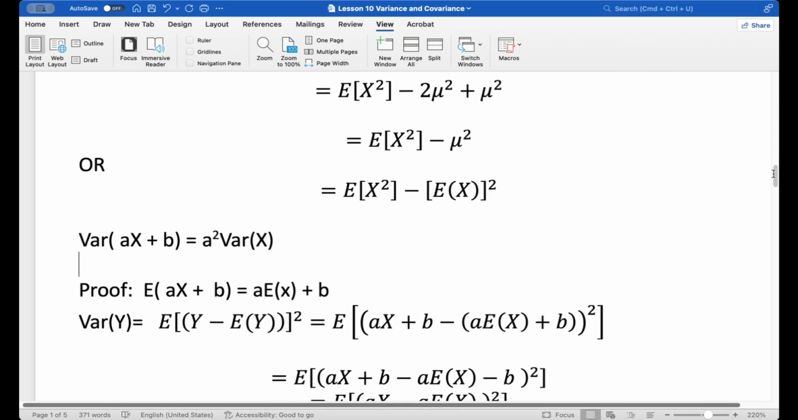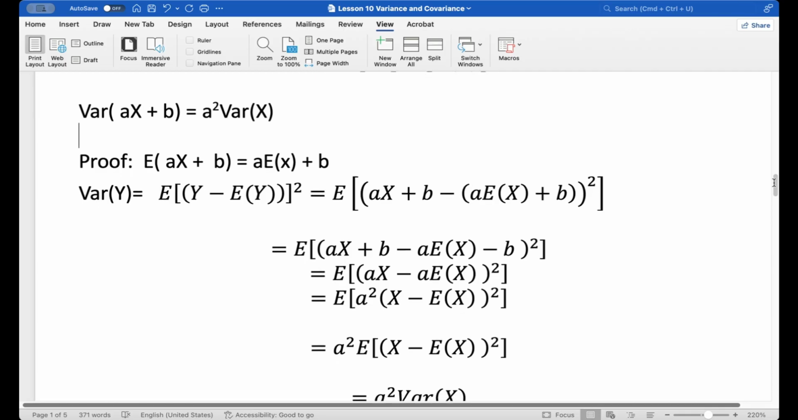So we're just going to do a quick proof for the variance of ax plus b. We're going to use properties of the expected value here. So the variance is equal to the expected value of y minus its mean squared, or y minus E of y squared. So that's ax plus b. We call y ax plus b. It's ax plus b minus its expected value, which is a E of x plus b, and then this whole thing gets squared.